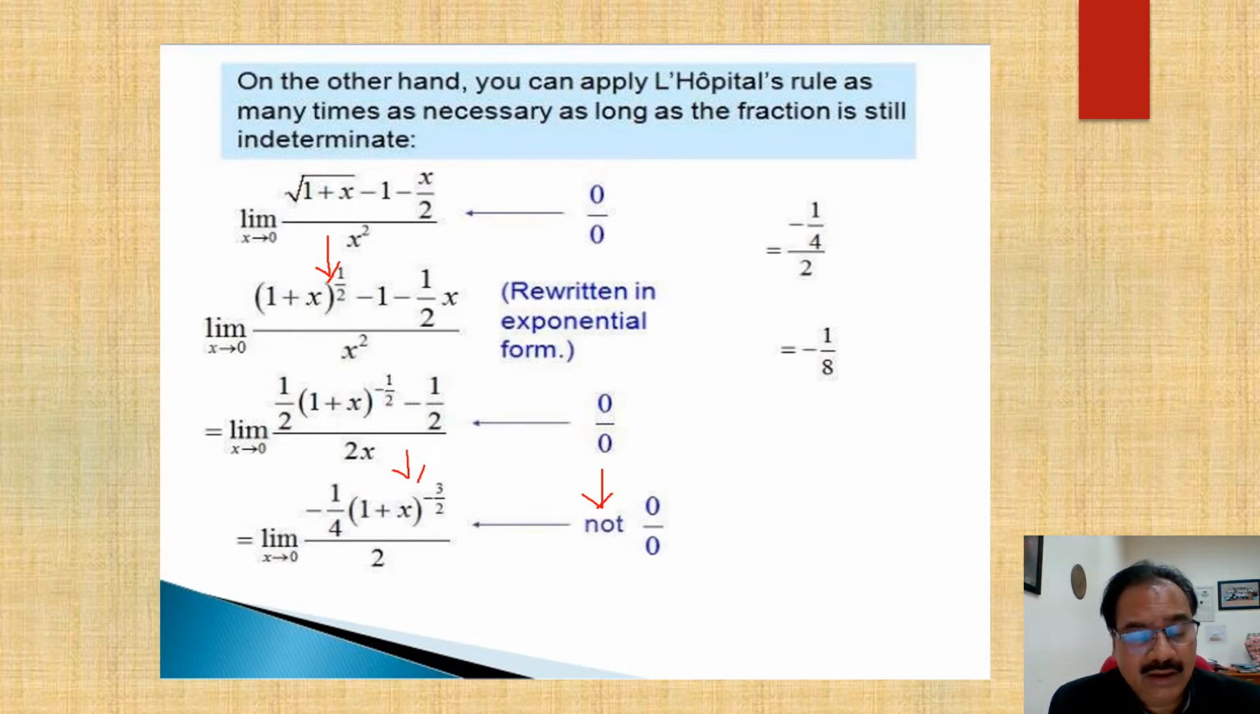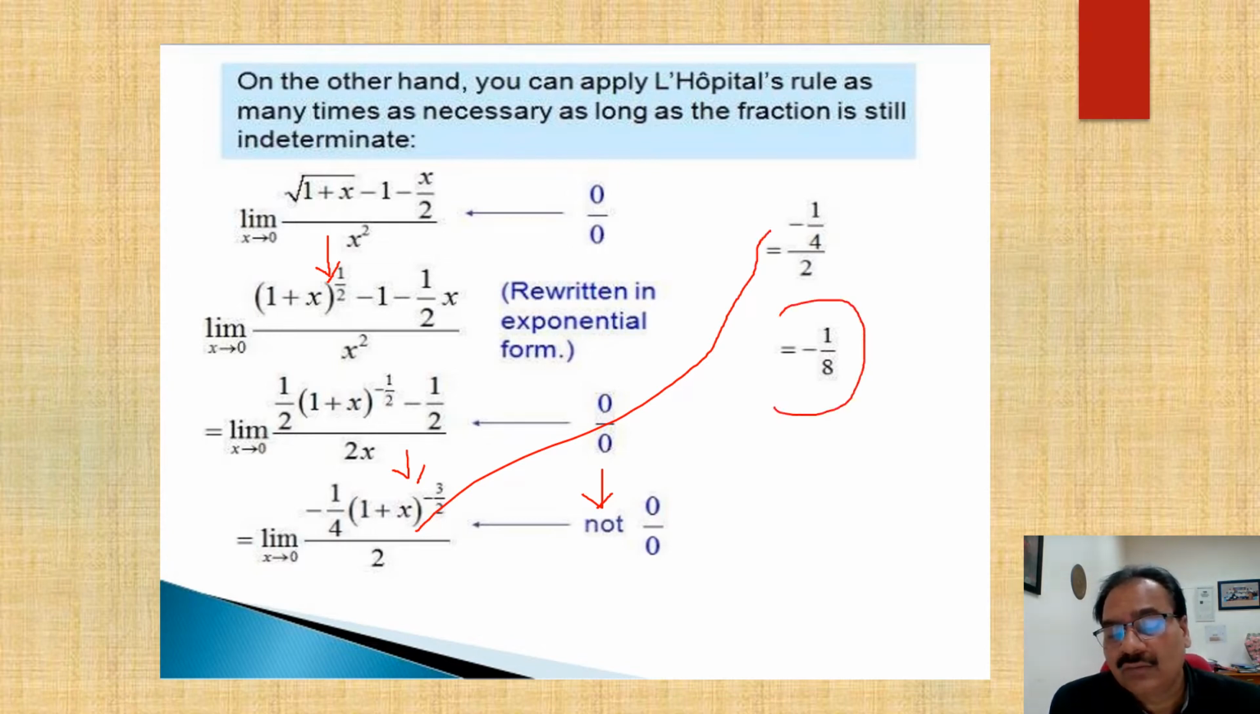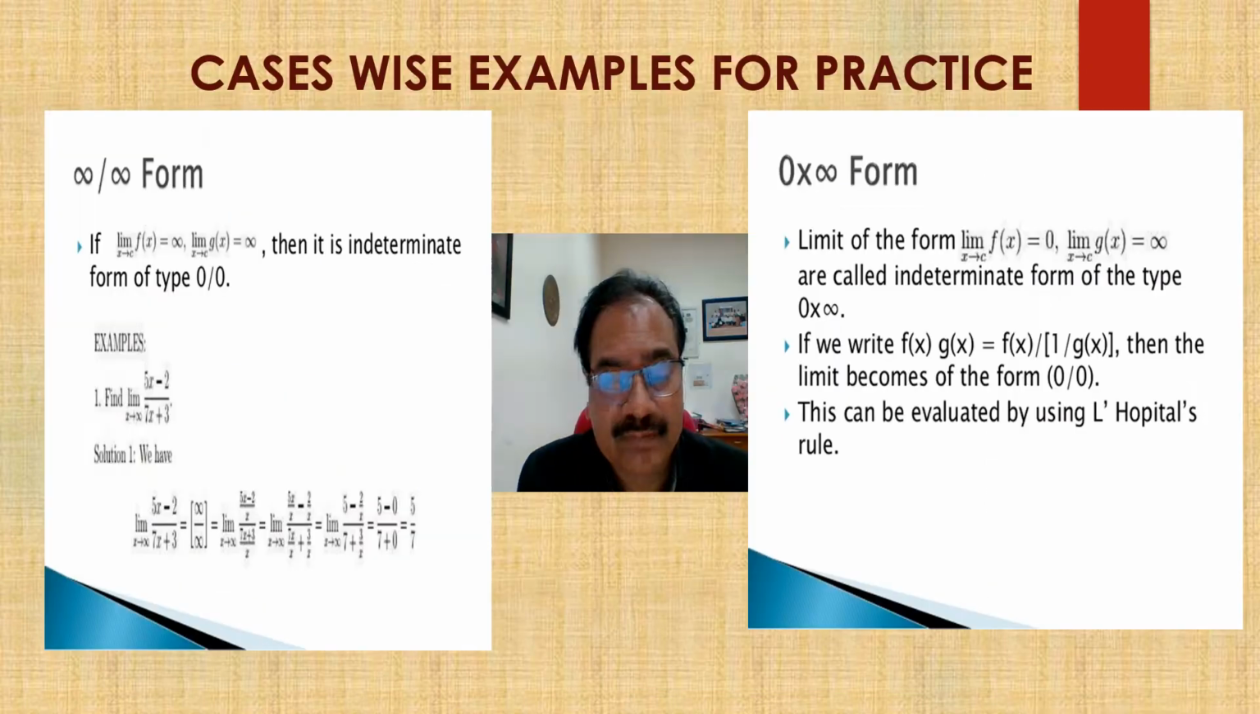So continue this further. This is again minus 1 by 4, (1 plus x) power minus 3 by 2, by 2. Now you put the limit here, then the denominator is non-zero. In the numerator you will get minus 1 by 4, and in the denominator 2, so the value is minus 1 by 8. This is how to use L'Hospital's rule.